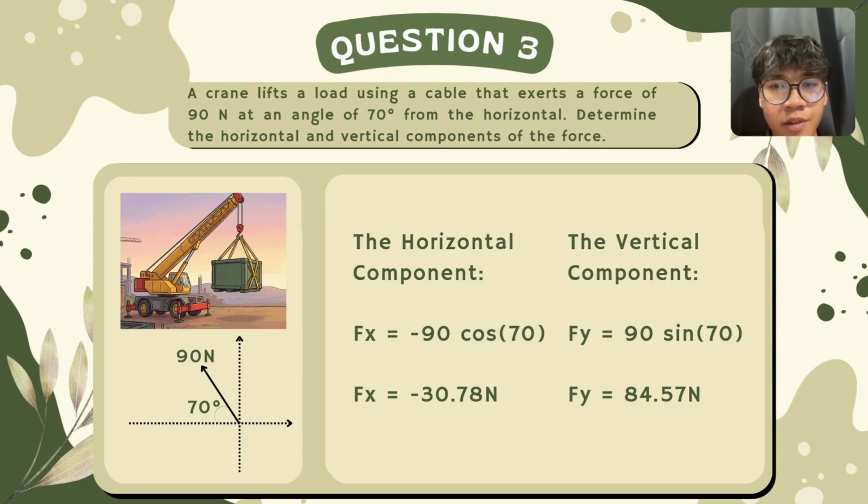For the horizontal component, Fx equals negative 90 cos 70. We have to put the negative because the force is on the left. So the answer is negative 30.78 Newton. Next, for the vertical component, Fy equals 90 sine 70. So the answer is 84.57 Newton.